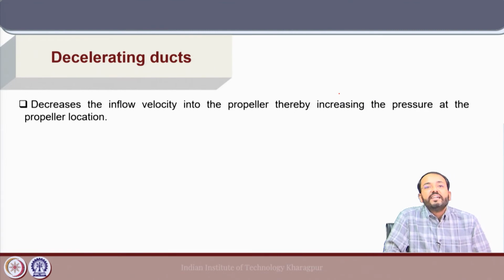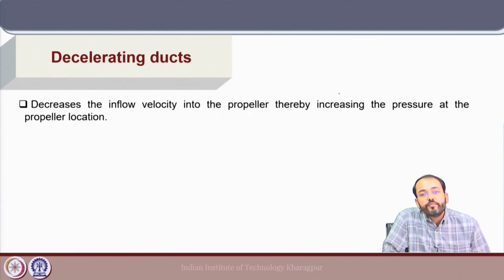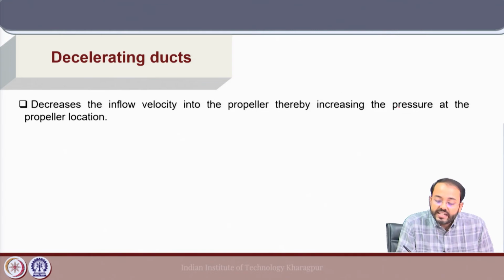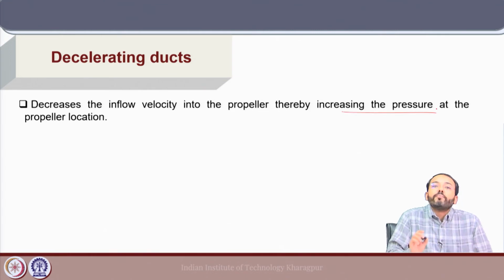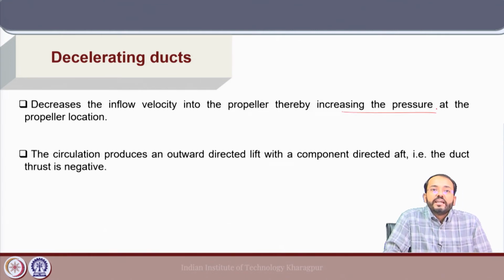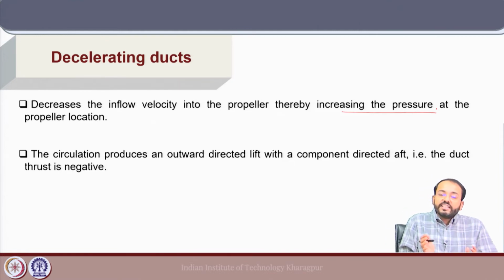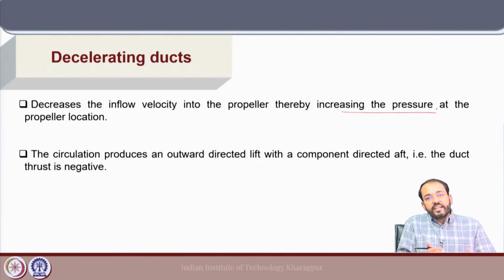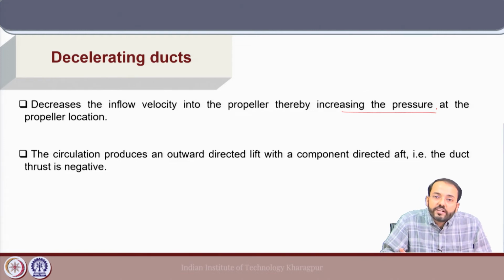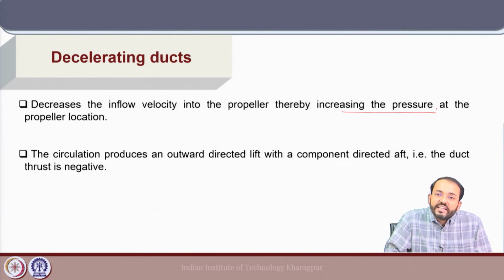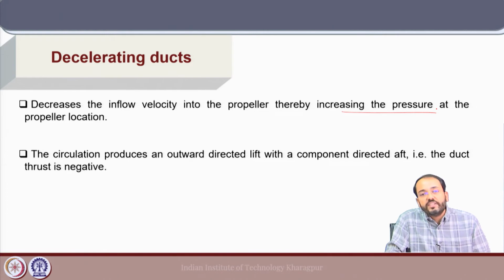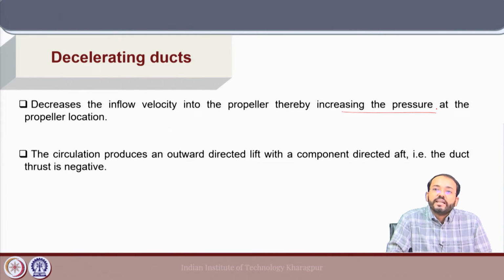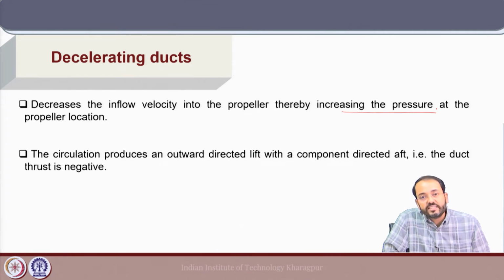This we will see from the open water diagrams. On the other hand, decelerating ducts reduce the inflow velocity into the propeller by increasing the pressure at the propeller location. Now, in this particular case, the circulation around the duct section is such that an outward directed lift is generated, and the component of that in the x direction is directed aft of the propeller, and hence the duct thrust is negative for decelerating ducts.